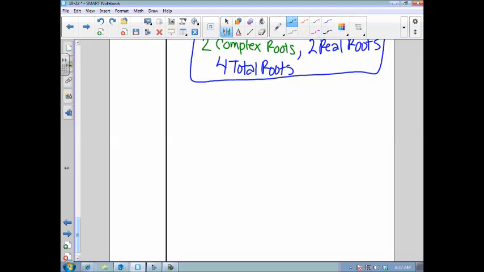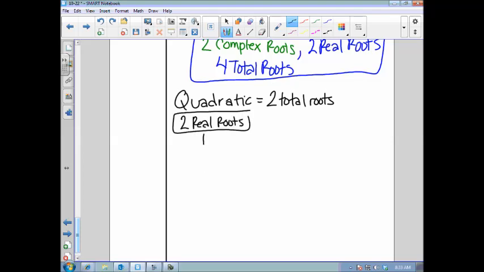So, for instance, a quadratic has two total roots, right? If those roots are both real, two real roots, it means that the graph crosses twice. A quadratic is a U-shaped parabola. It can go up or it can be opening down, but it means it crosses twice, like that, right?